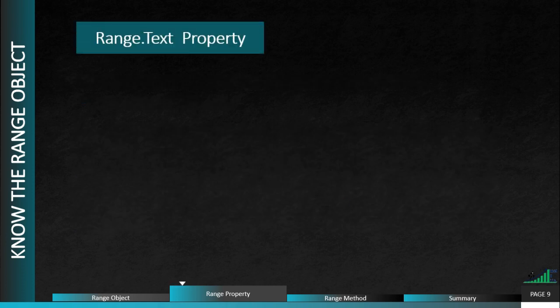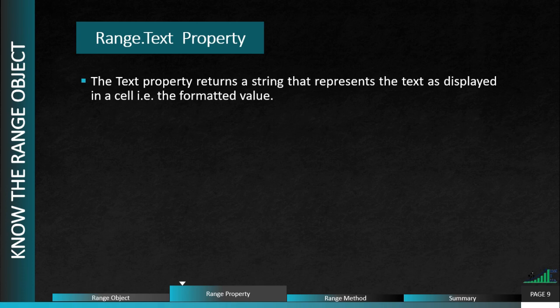Now the text property. The text property returns a string that represents the text displayed in the cell. That is the formatted value. Whatever you are showing in the Excel cell, it will show. No, it will not show you the formula. Suppose we are writing some formula, it will show whatever is displayed.